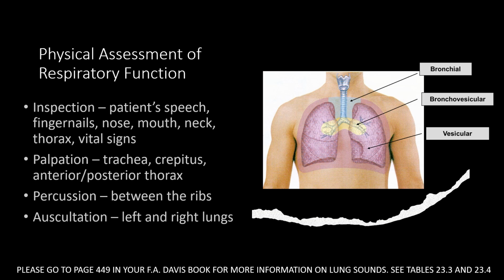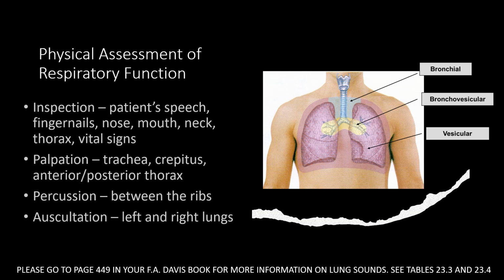Retractions occur when the muscles pull inward during inspiration, and that can cause the skin to pull around the ribs. This is what we really look at when we look at pediatrics and they're having trouble breathing. It means that they're having an increased work of breathing and respiratory distress. Check for chest symmetry on inspiration. Compare the thorax on the left side and the right side, as well as anterior to posterior.